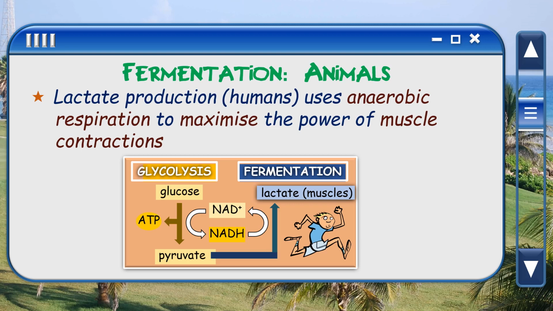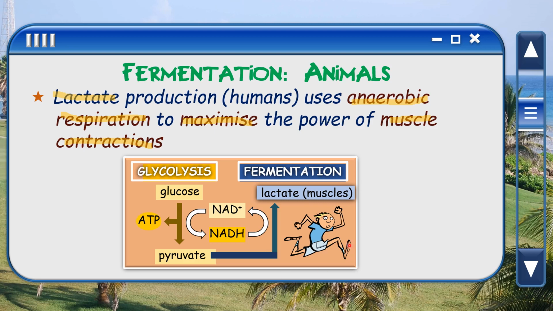So lactate production in humans uses anaerobic respiration to maximize the power of muscle contraction. When we produce lactate in humans, this process is taking place anaerobically. When we are producing lactate, it means that the process is anaerobic. There is no oxygen being provided. And this is done to maximize the power of the muscle contraction.